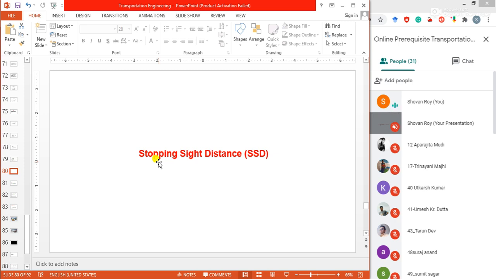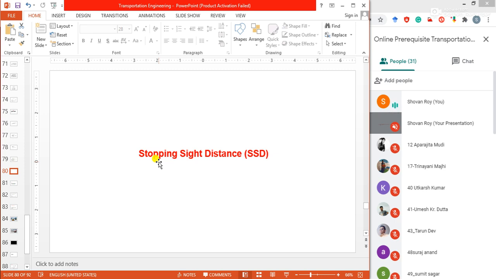You can see at the back of some vehicles they have written "keep safe distance." This distance is required so that you can stop your vehicle in a proper way, without any collision. So we should maintain some distance from our obstruction. The minimum sight distance available on the highway at any spot should be of sufficient length to stop a vehicle traveling at a design speed safely without collision with any other obstruction.